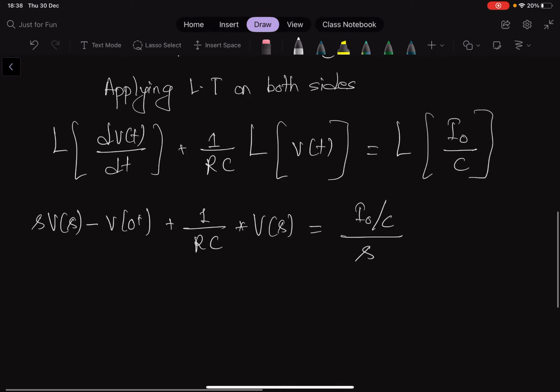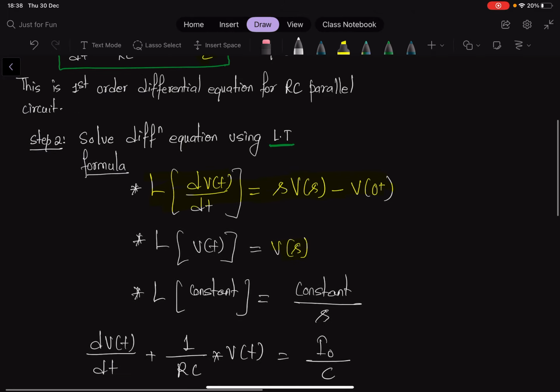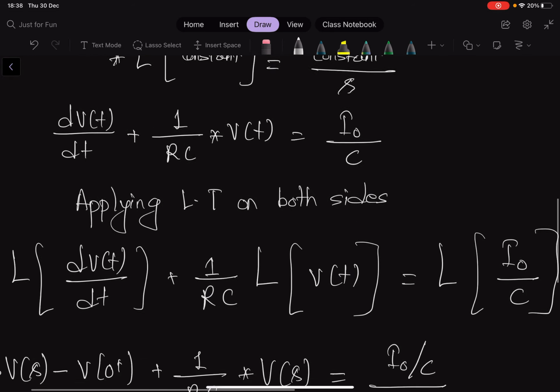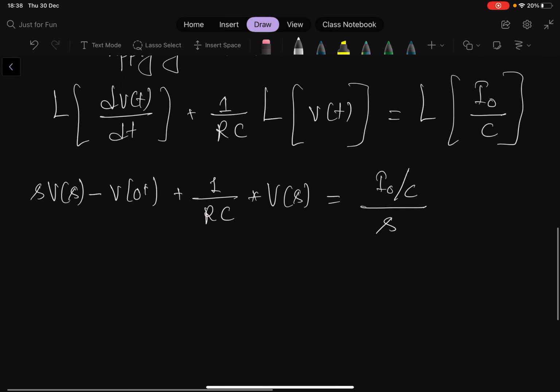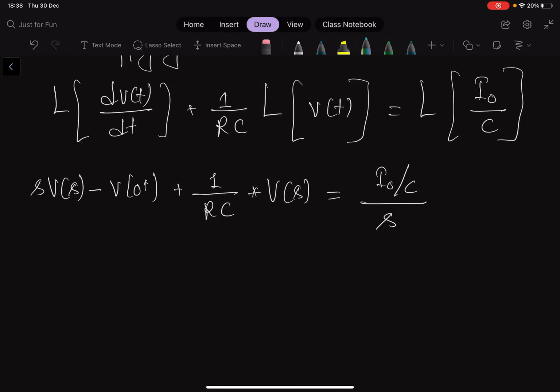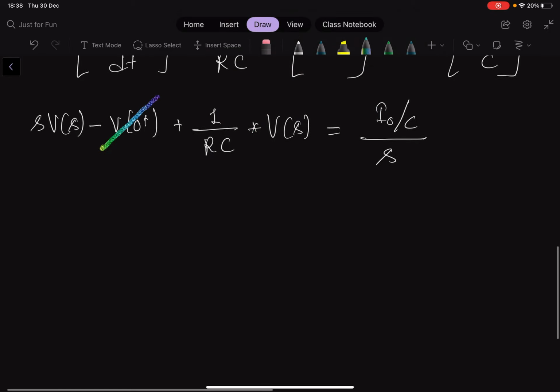Now we need to apply the initial condition, and the initial condition is 0. If you go back to here, we can consider the initial condition as 0. So let's use that 0. Let's use a different color.